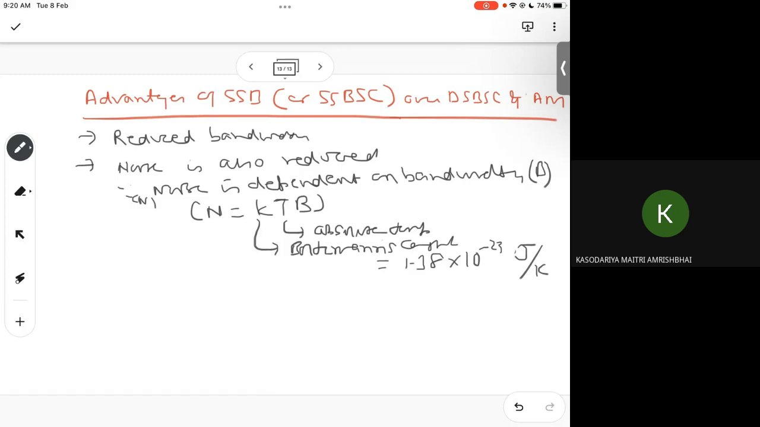Another is that your power efficiency is increased, as we have seen here.